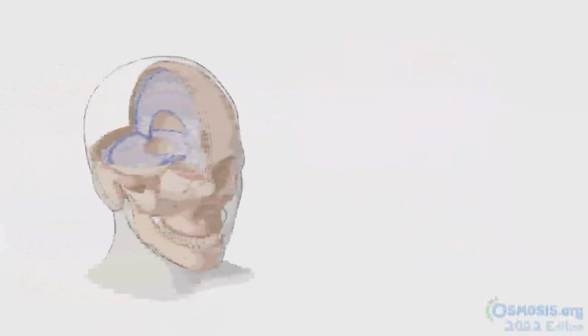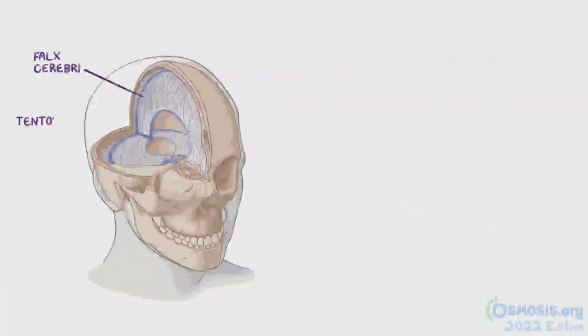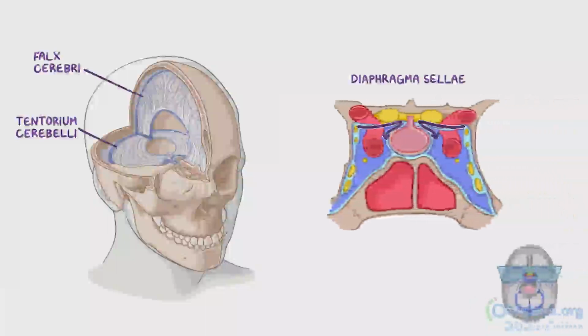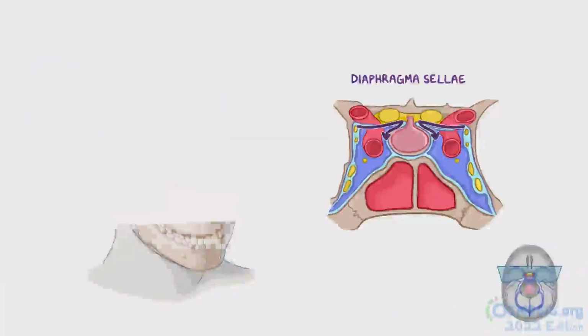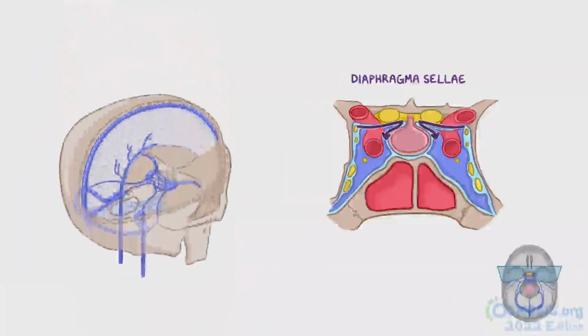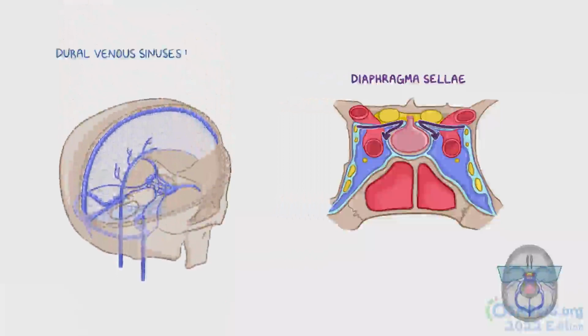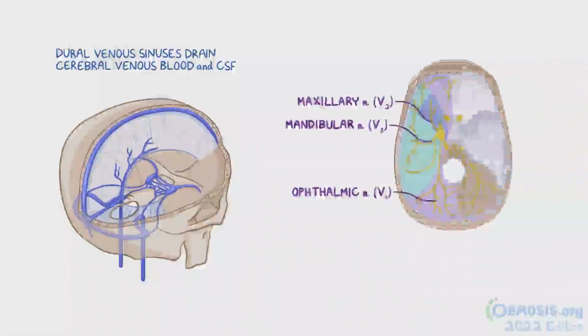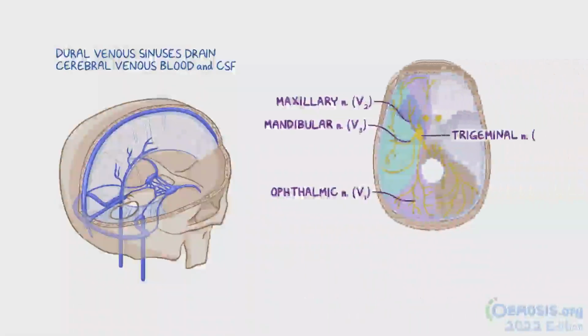The main dural infoldings are the falx cerebri, the tentorium cerebelli, the falx cerebelli, and the diaphragma sellae. These two dura mater layers are normally attached to each other. However, there are areas where pockets occur between them, forming the dural venous sinuses that drain cerebral venous blood and cerebrospinal fluid. The dura has extensive sensory innervation from different branches of the trigeminal nerve, as well as the vagus nerve and branches from cervical nerves C2 and C3.